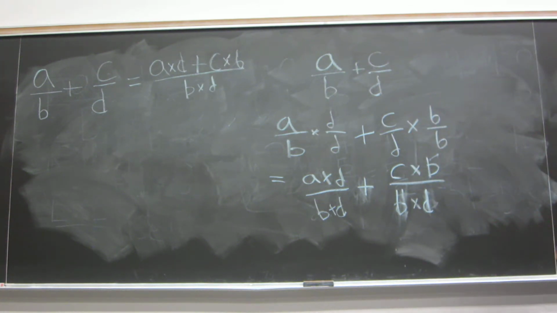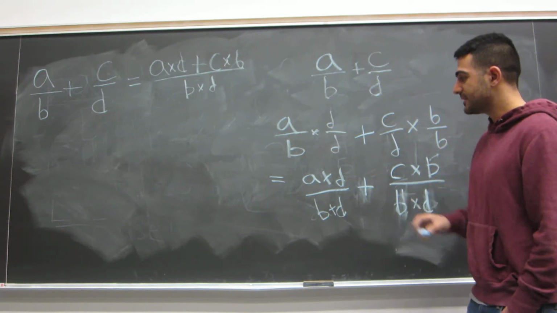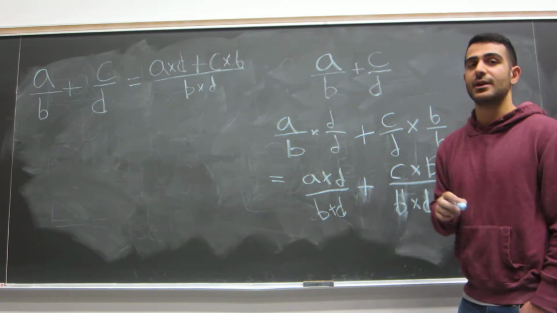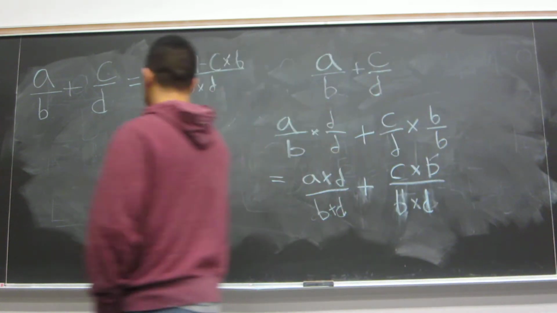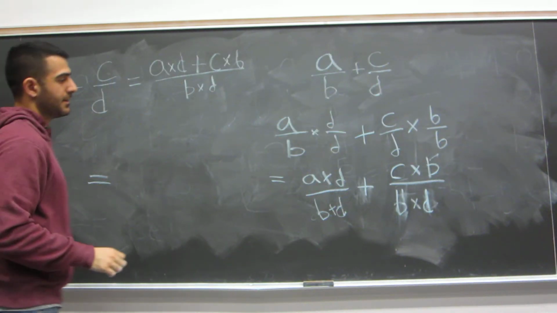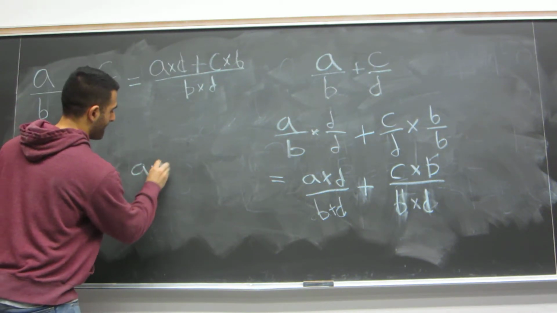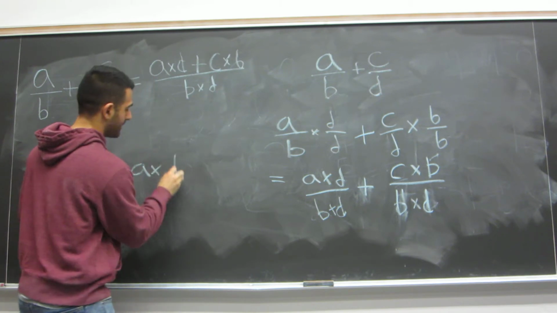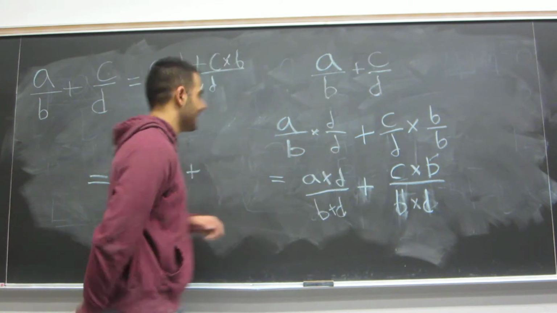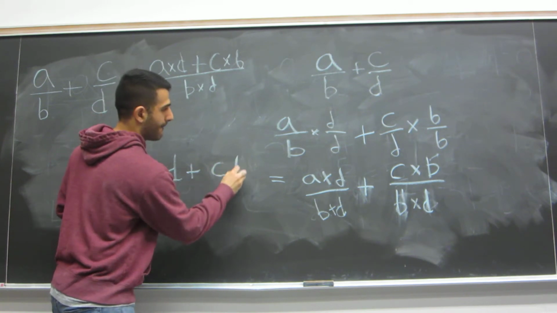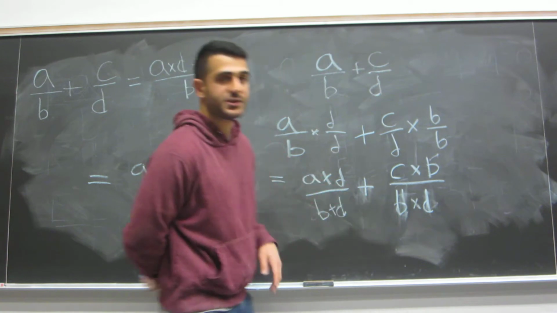Okay. Now, we also know from fractions, if the denominators are the same, then we can just add the numerators, right? So let's do that. I'm just going to continue it here, because I don't have room. So we have a times d, my mistake, plus c times b. And that's all over the same denominator, which is b times d.